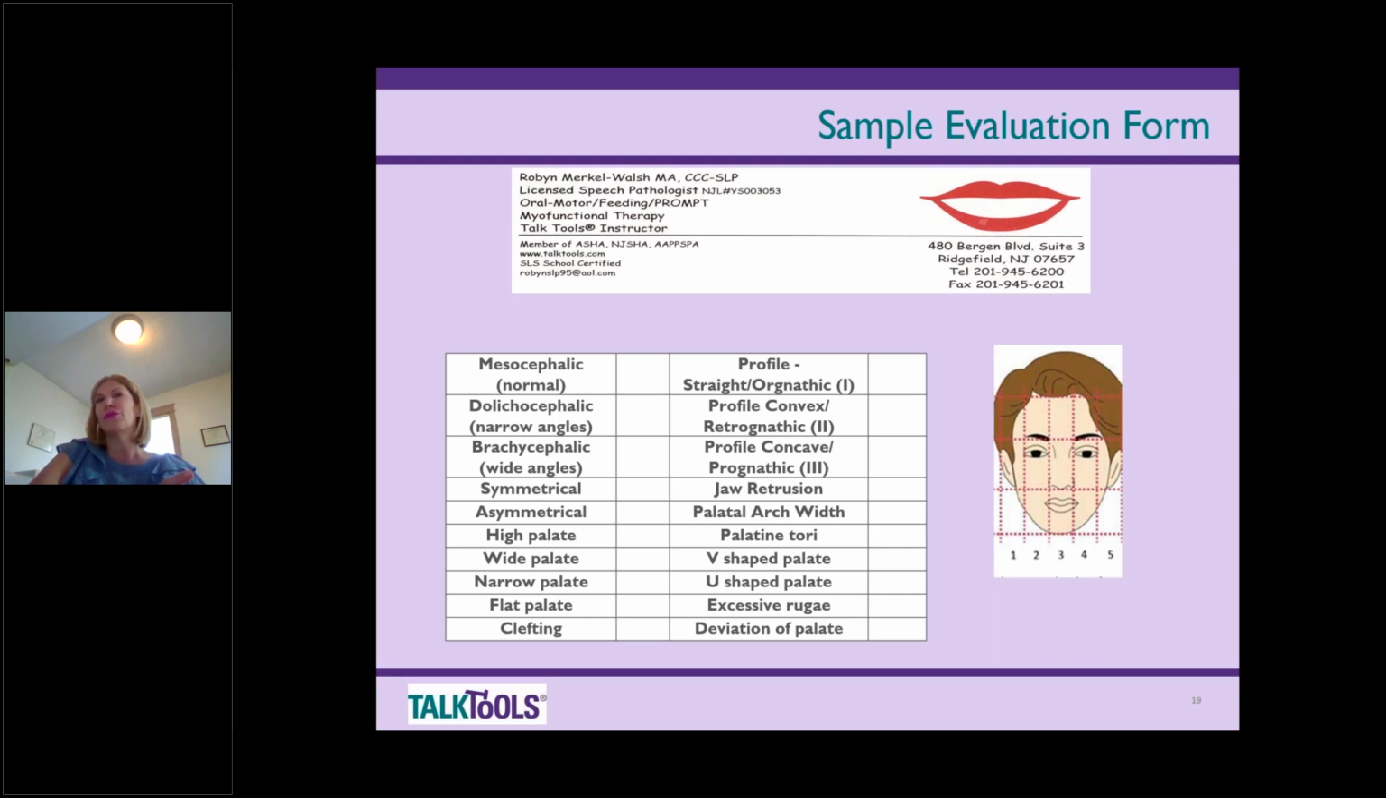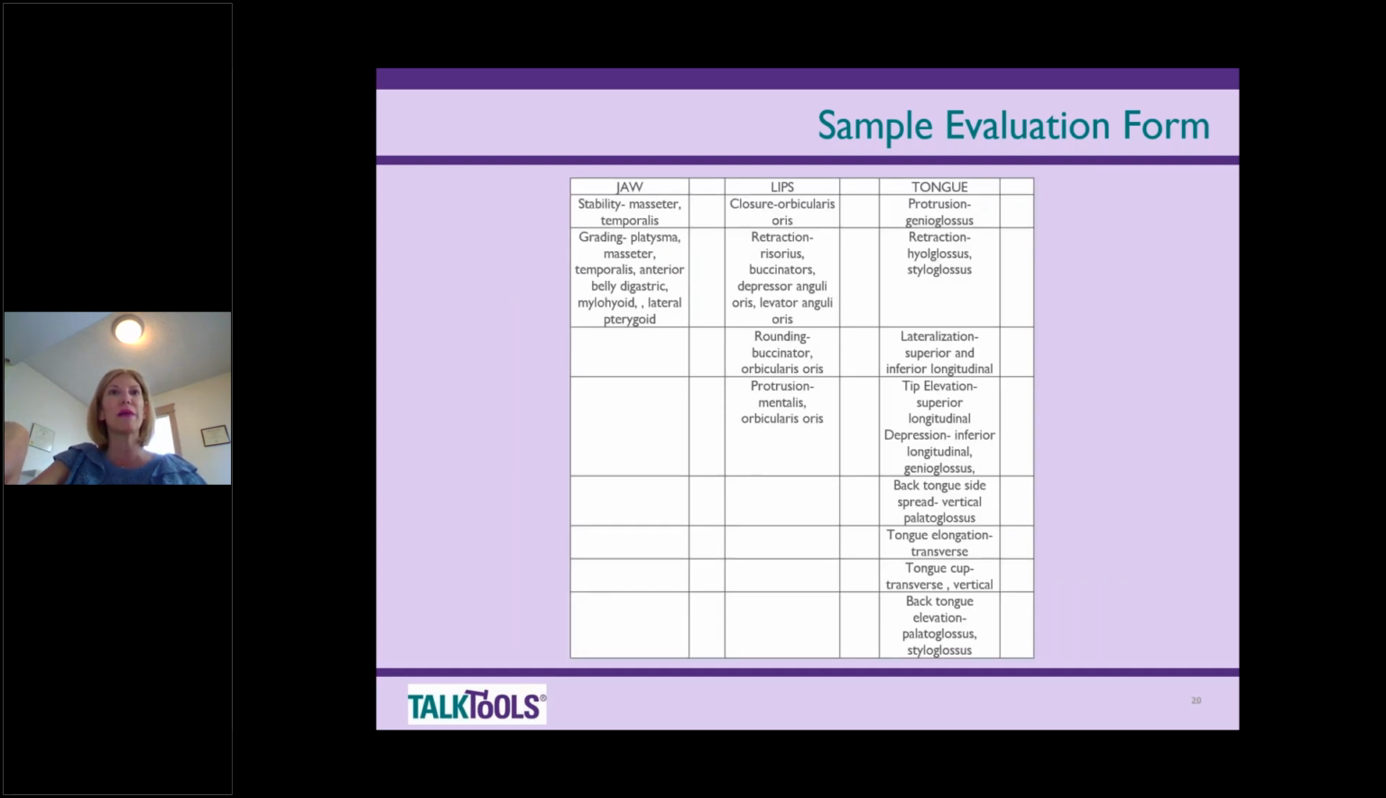Are the facial features normal, where they're all symmetrical, 5 widths and 3 horizontal planes? Is there symmetry in the face, asymmetry? How's the palate looking? Is there a recessed jaw? The profile, all of these different issues that let us know that something is wrong.